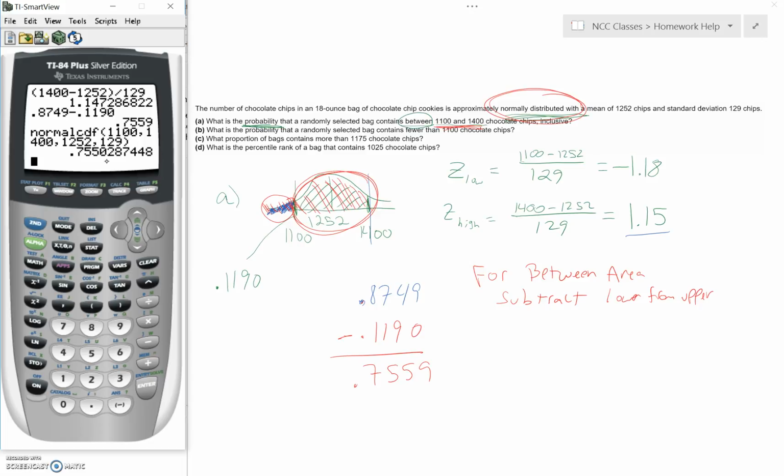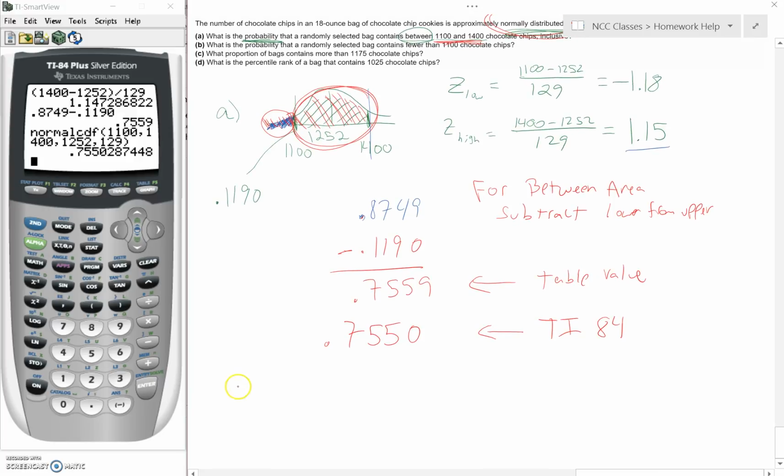0.7550, which is what the calculator gave us, is a more accurate approximation of the value. 0.7559 has been rounded in a few instances. So this is coming from the table value, and the 0.7550 was from the calculator, the TI-84. Both values are within reason. Both values are pretty close to each other.